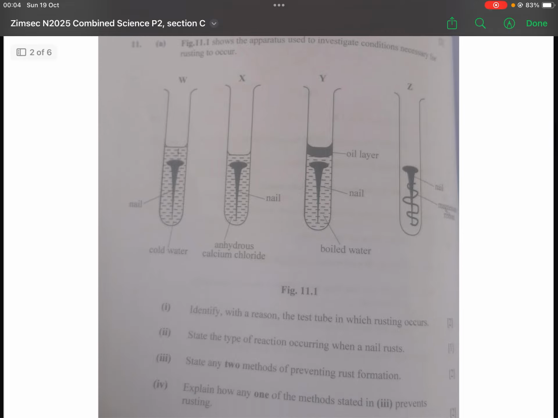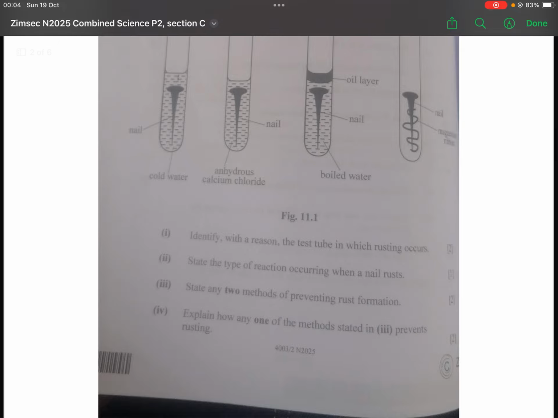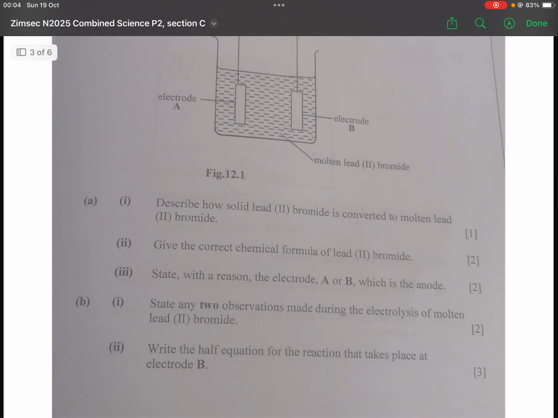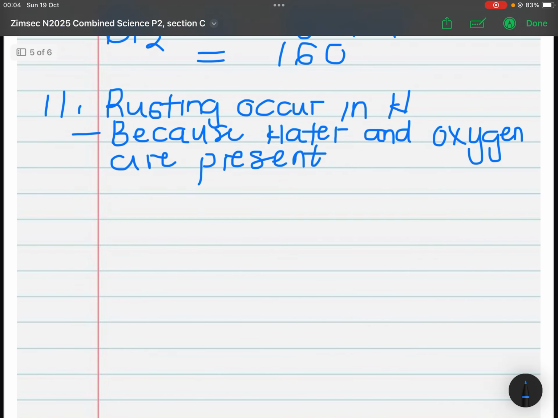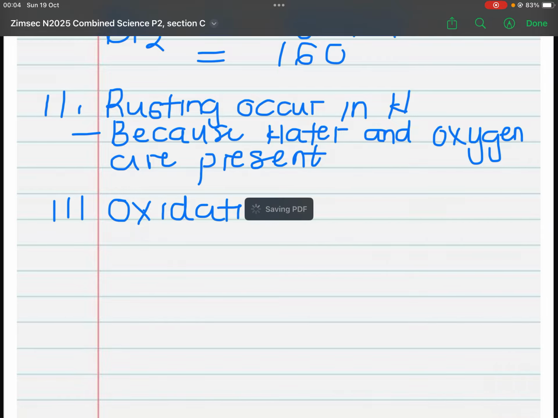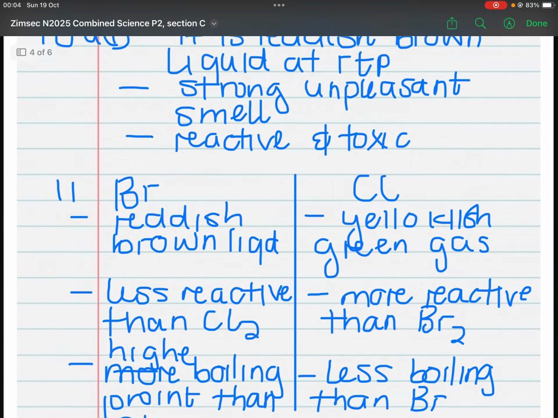And then on part 2, state the type of reaction occurring when a nail rusts. So this type of reaction is known as oxidation. So when we are answering this part, we are going to write oxidation. This is going to be our answer, right? And then we need to proceed.